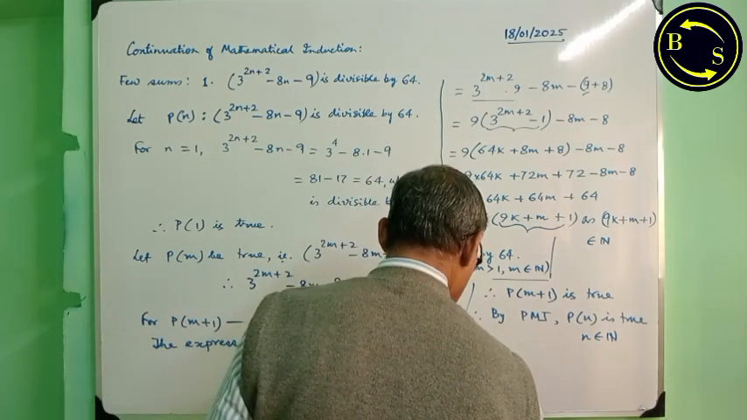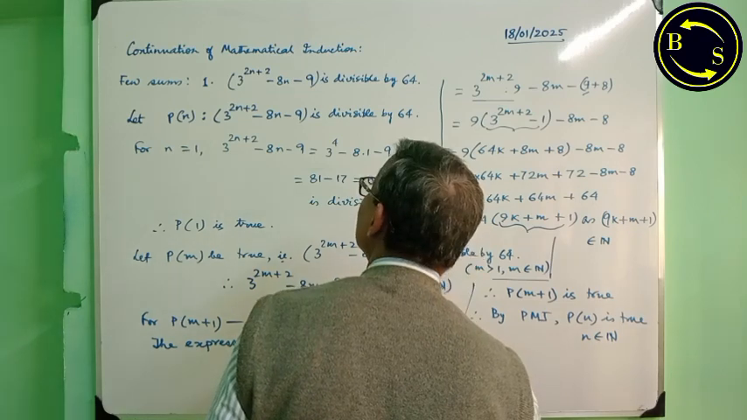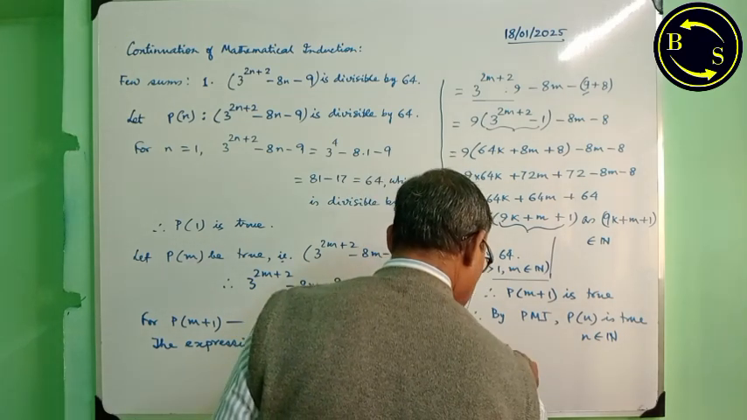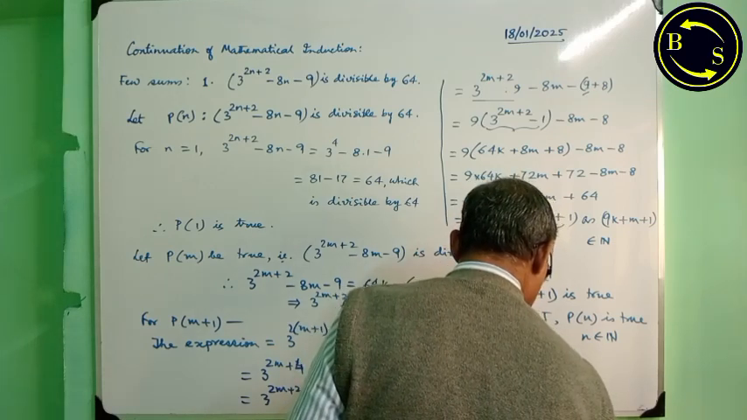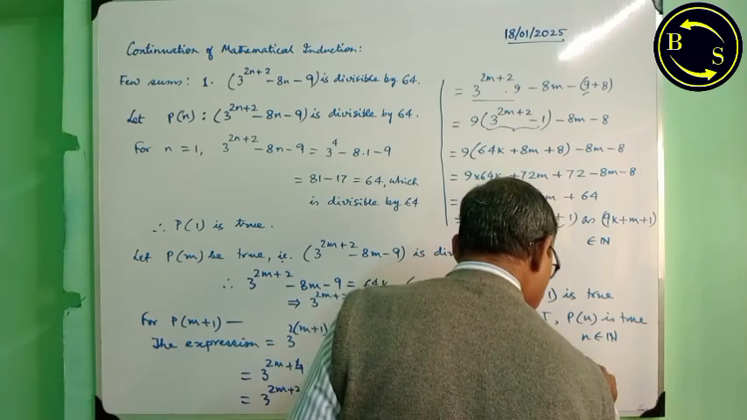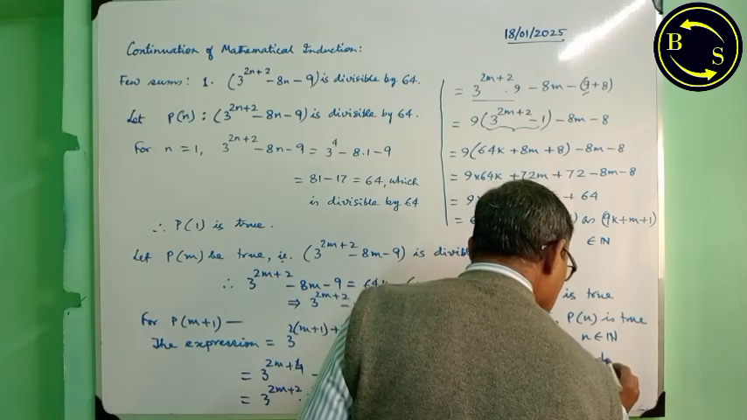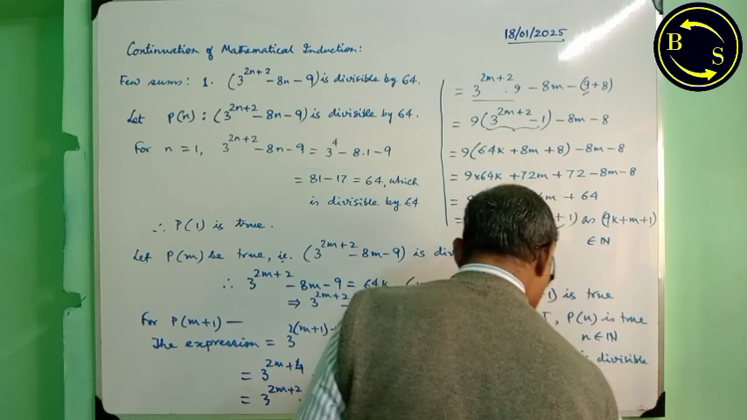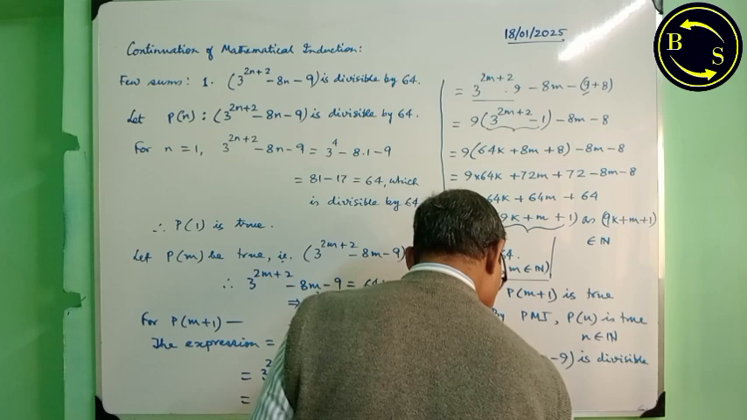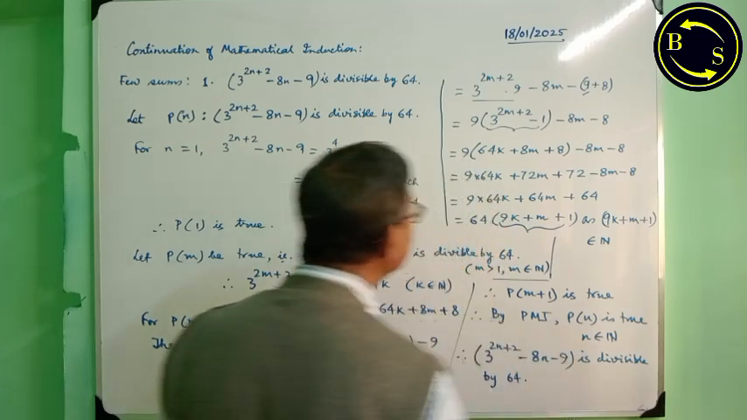Therefore, 3 to the power 2n plus 2 minus 8n minus 9 is divisible by 64.